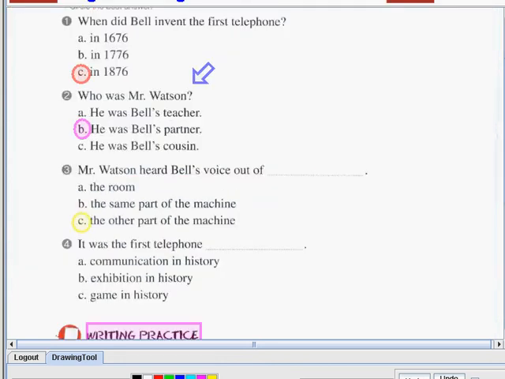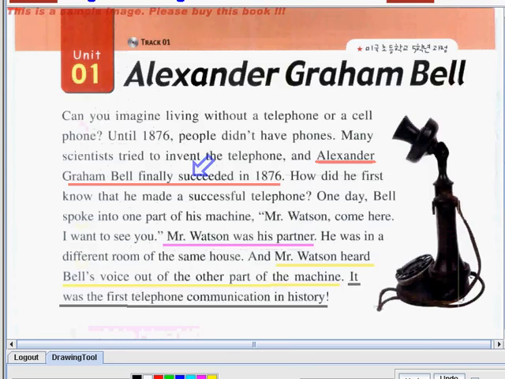Okay, so how about the last number on the first activity, which is number 4? It was the first telephone. The answer is letter A, communication in history. Because here, it was the first telephone communication in history. So we finished already the first activity. So now, let's move on to the second part.